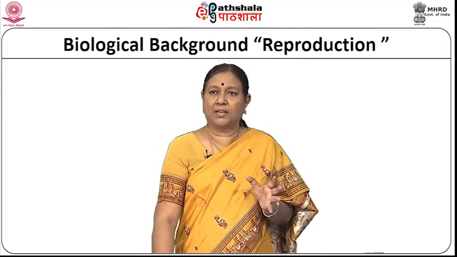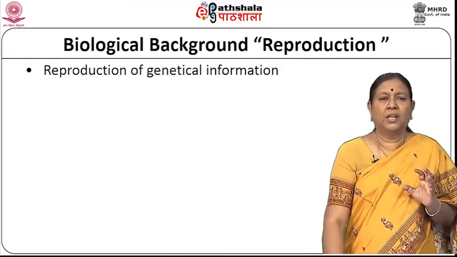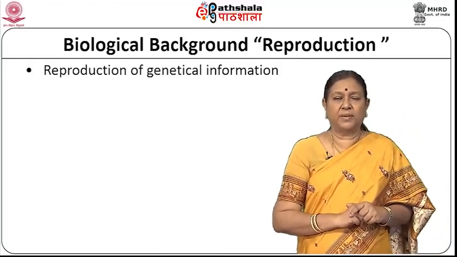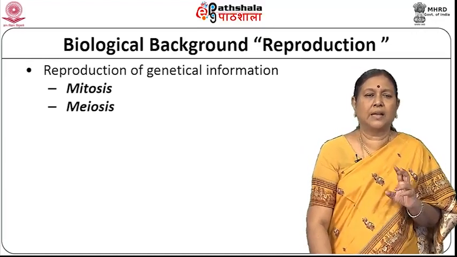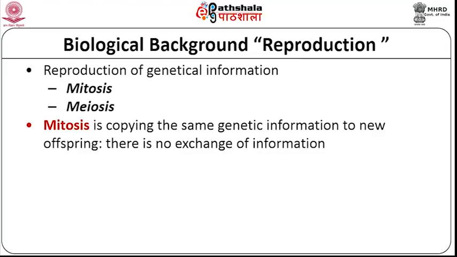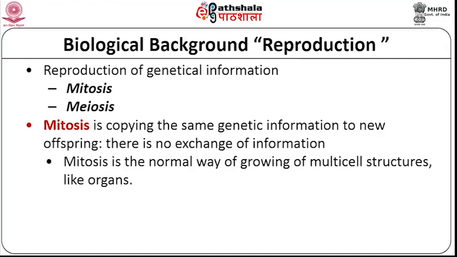Then we talk about biological background again, reproduction. Reproduction of genetical information is what we are bothered about, and here we talk about mitosis and meiosis. Mitosis is copying the same genetic information into the new offspring. There is no exchange of information at all. This is called mitosis, and it is the normal way of growing multi-cell structures and organs.